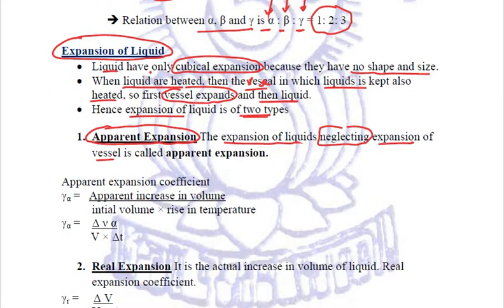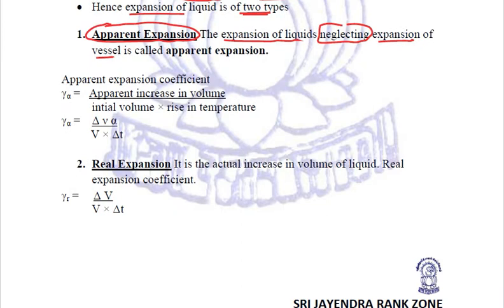In order to calculate the coefficient of apparent expansion, we use the formula: apparent increase in volume divided by initial volume into rise in temperature, right? So this is how we calculate the apparent expansion coefficient. It is delta V in case of liquids divided by the original volume multiplied by the change in temperature.